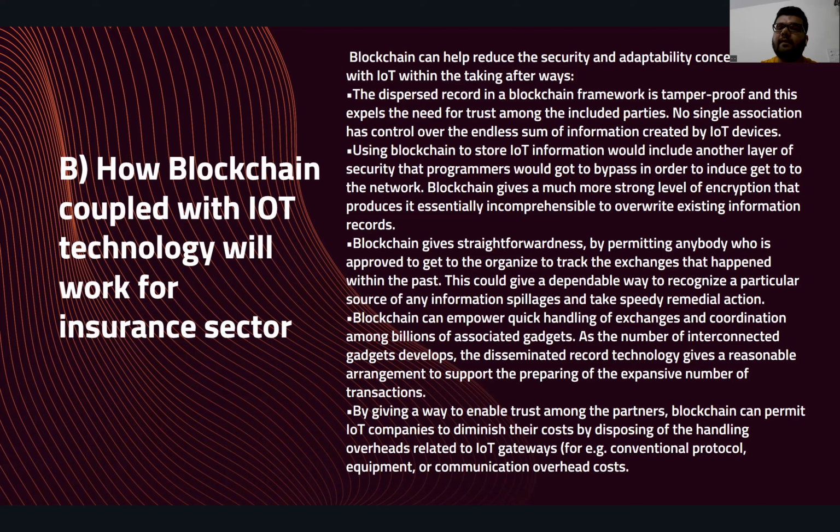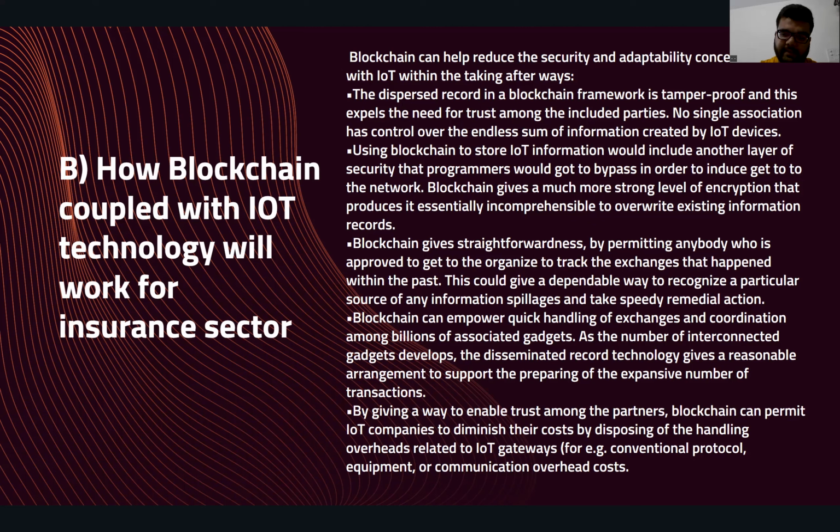Blockchain provides a very strong level of encryption that makes it essentially impossible to override existing data records. Blockchain provides transparency by allowing anybody who is authorized to access the network to track the transactions that happened in the past. This could provide a reliable way to pinpoint a particular source of any data leakages and quick remedial action. So blockchain can enable quick processing of transactions and coordination among billions of connected devices.